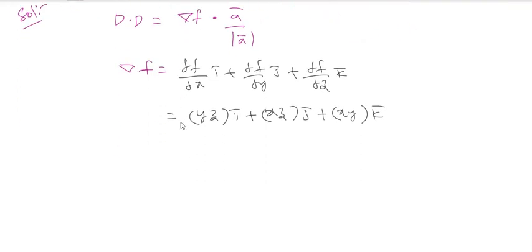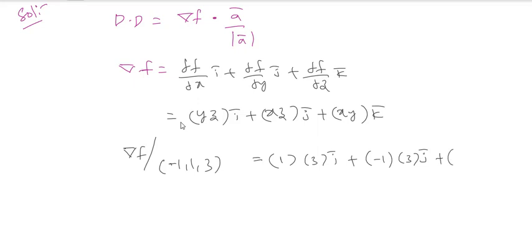So what is the del f at the point they had given? Minus 1, 1 and 3. So substitute it. You will have 1 into 3 into i bar plus, x being minus 1, minus 1 into 3 into j bar plus minus 1 into 1 into k bar. So that is equivalent to 3i bar minus 3j bar minus k bar. Am I right or not?